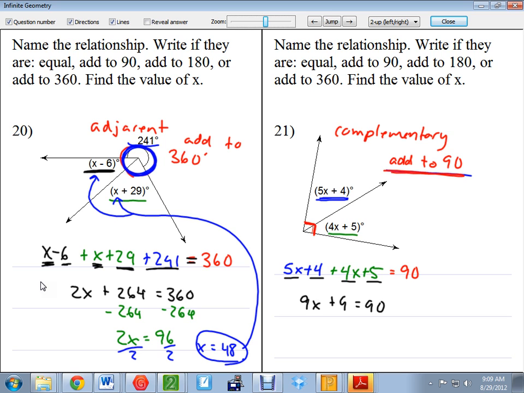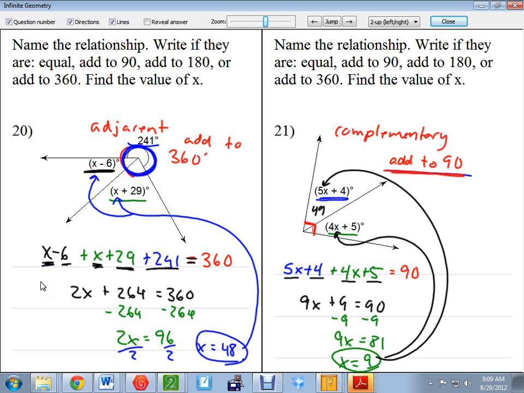This is a very simple equation. We can subtract 9 from both sides and get 81 is 9x. Therefore, x is 9 once I do the division. Again, we can check our answer by plugging back in. So we plug in a 9 up here, and that would be 45 plus 4 is 49 degrees. We'd plug in the 9 right here, and that would be 36 plus 5 would be 41 degrees, and 41 plus 49 is 90 degrees. So that does work.